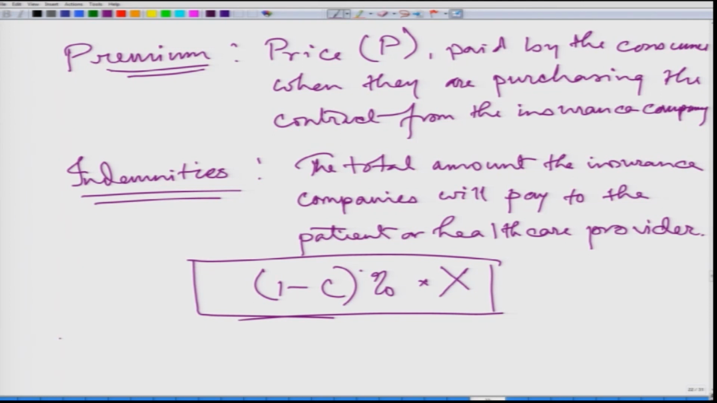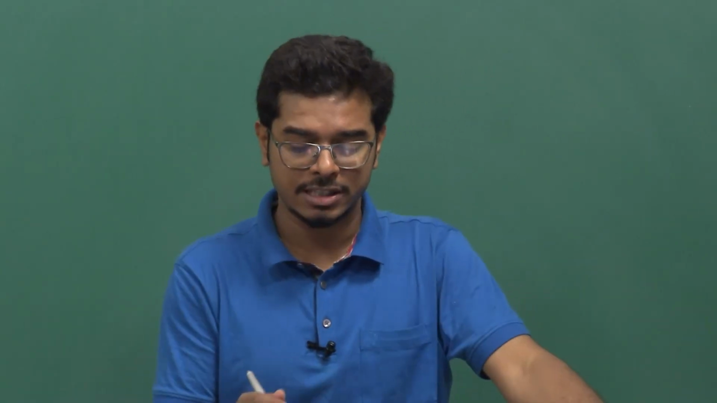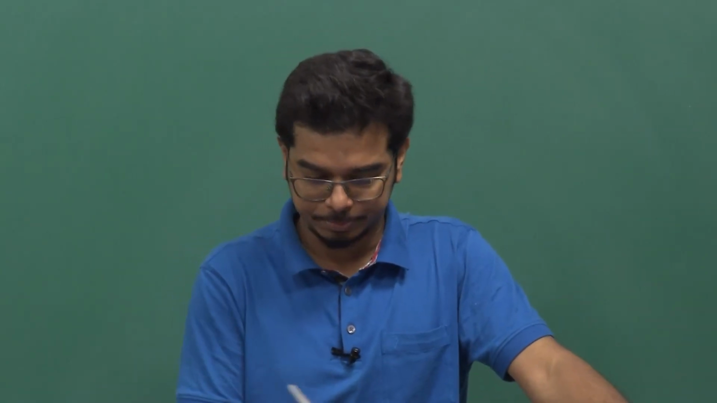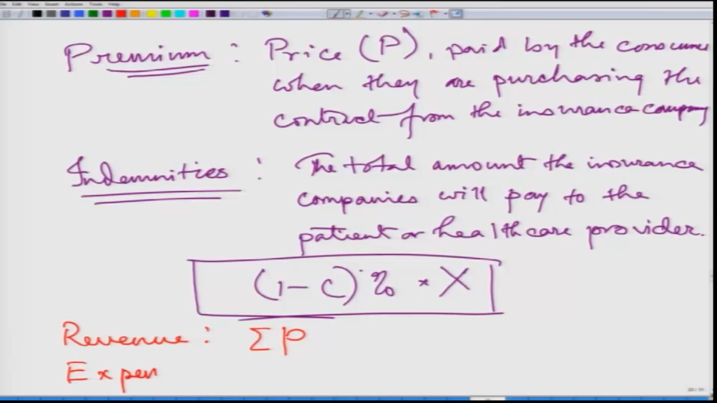The revenue for an insurance company is estimated in terms of, this is again my income minus my costs, right? So the profit is the revenue minus cost. So if my revenue is the summation of all the premiums, right, that is my revenue, that is my earning. Even those who are not falling sick, they are paying me the premium. So this is my revenue, and the expenses is summation 1 minus C into X.